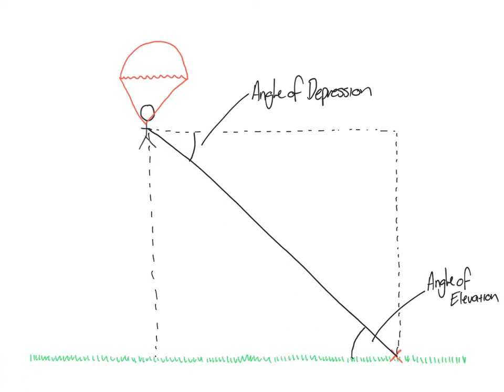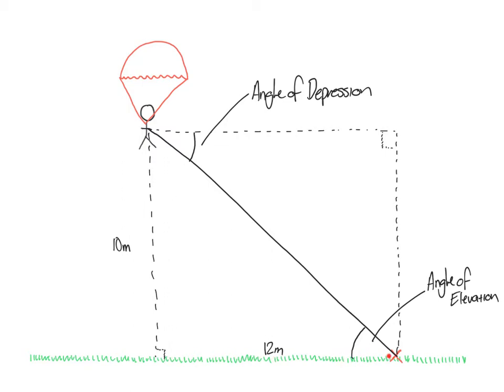Now, the interesting thing about these two angles, so the angle of depression and the angle of elevation, is that they are both equal. So remember also that these would make right angle triangles here and another right angle triangle there. So you can use this information to help you solve different problems. So let's imagine that this skydiver is 10 meters up in the air and horizontally the skydiver is 12 meters away from the landing point.